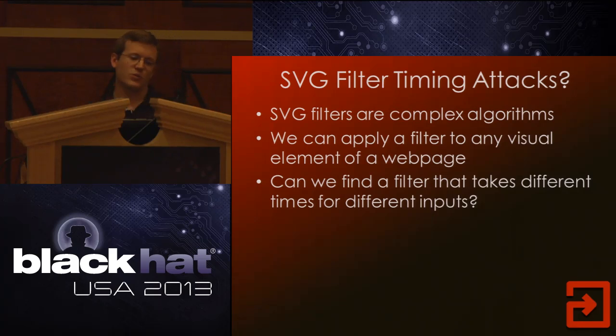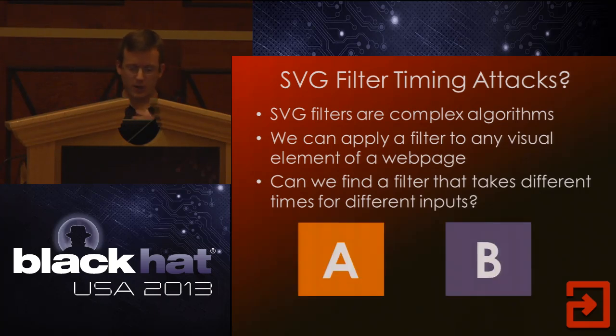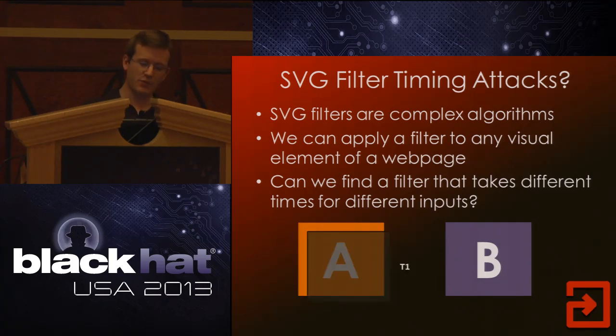So why would this work? Well, SVG filters are pretty complex algorithms, right? They're doing quite serious number crunching, and perhaps if we can find a certain filter that we can apply to a part of a web page, can we find a filter that takes longer for some input than other inputs? And if we can find this filter, then perhaps we can do some timing attacks. So, we have input A and input B, and if we apply the same filter to it, it might take two different times. That's the theory, right?